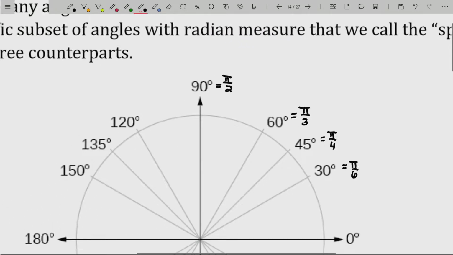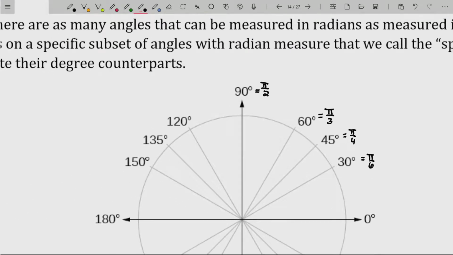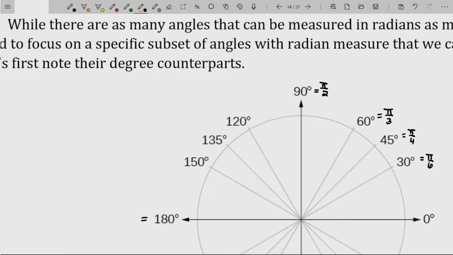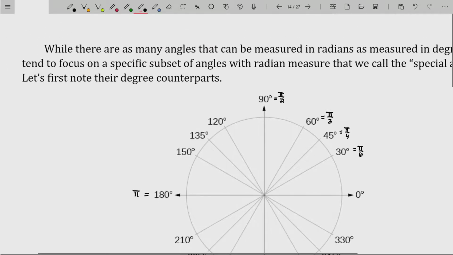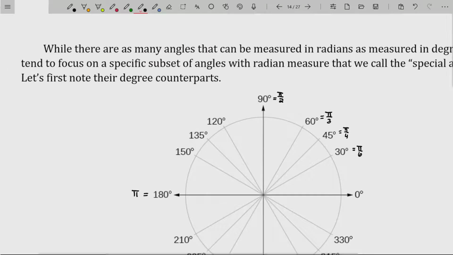What's interesting about this is that if 30 degrees is pi over 6, oh, by the way, 180, very, very important, is pi. And I say it's very important for a very specific reason. If I told you that this 30 degree angle right here was pi over 6 radians, then how many radians is this? If you thought pi over 6, you're absolutely right. That totally is pi over 6 radians. It's a 30 degree angle.